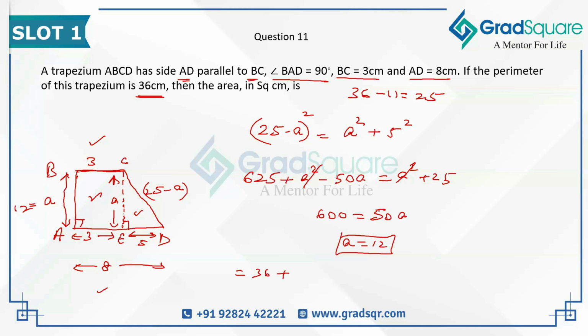And what will be the area of the triangle CED, which is half base length, which is 5, into the height CE, which is going to be equal to 12. So this is 2 6 12. The total area turns out to be 36 plus 30, which is 66 square centimeters as the answer for this question.